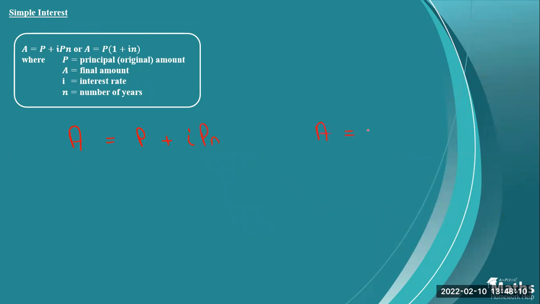Or some make use of this one. I prefer this one because it's faster for me. The P is the principal amount, so that's the amount that you are going to invest or the amount that you are going to pay off, whatever the sum says. A is the final amount. I always remember A by thinking it's like your answer. So that's the final amount. I is the interest rate that they are going to ask you, and N will be the number of years.